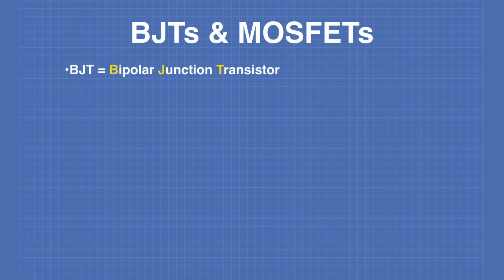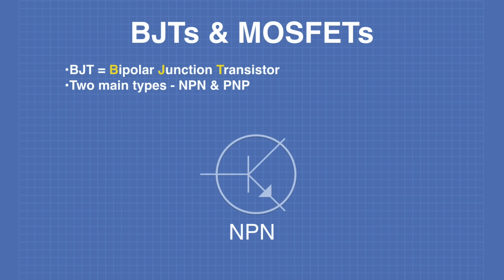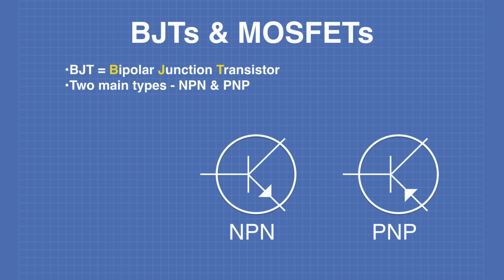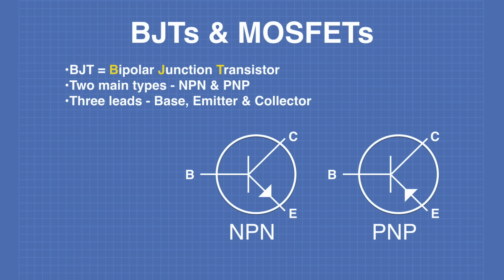A BJT is a bipolar junction transistor. Sometimes it's called a bipolar transistor or simply a transistor. There are two main types of bipolar junction transistors, the NPN and the PNP. These transistors have three leads: the base, the emitter, and the collector.